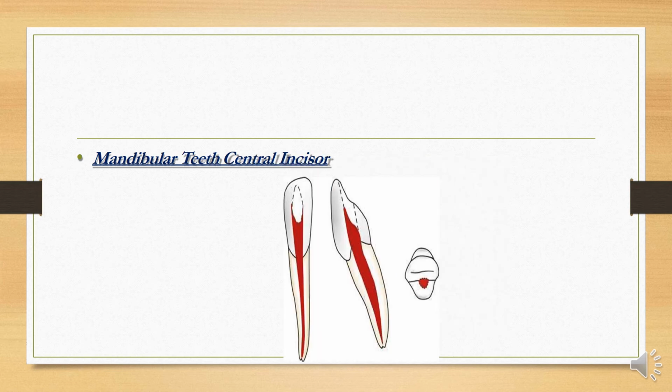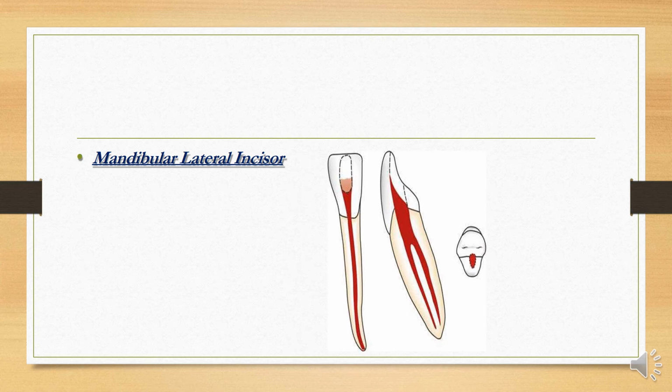Coming to the mandibular teeth, the mandibular central incisor has a slender root, maybe a root length of 20 millimeters, and it has a single root canal. The mandibular lateral incisor has a single root canal, or else it can have a single orifice which divides into two root canals at the middle third and leaves the root canal system as two different orifices. Both in the mandibular central as well as the lateral, the access cavity will be triangular in shape.